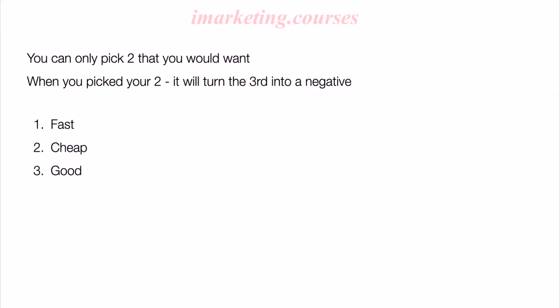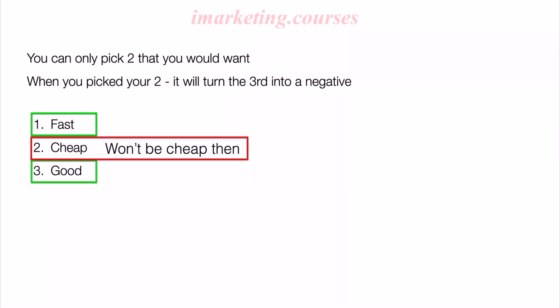Okay, look at this. You can only pick 2 that you want. And when you picked your 2, it will turn the 3rd into a negative. Okay, so people are going to go, I want it fast, all right? And I want it good. I want it fast and good. Well, then it won't be cheap. So you have to understand that, right? If it's fast, as in it really gets them fast results, and it's very good, it cannot be cheap.